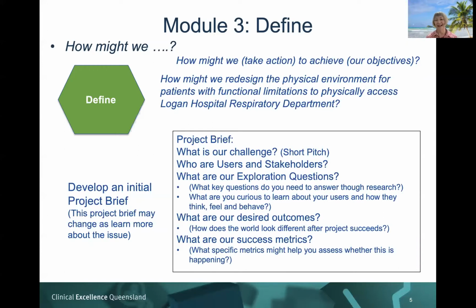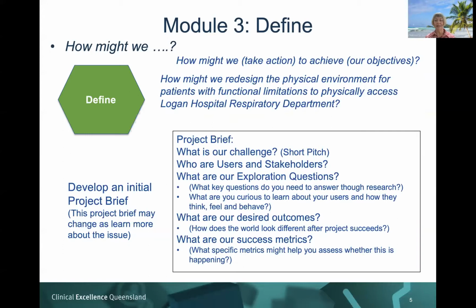So an example there that came out from one of the first workshops we ran with Clinical Excellence Queensland. This was part of an iterative development of the question. How might we redesign the physical environment for patients with functional limitations to physically access Logan Hospital Respiratory Department? So that's actually very precise. It says, how might we? Excellent. How might we take some action, redesign the physical environment for who? Patients with functional limitations. Why? Because we want to help them physically access Logan Hospital Respiratory Department. So that has all the ingredients, and that's really why I've used that as an example.